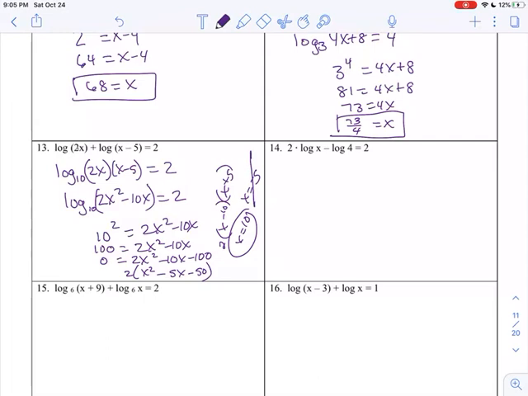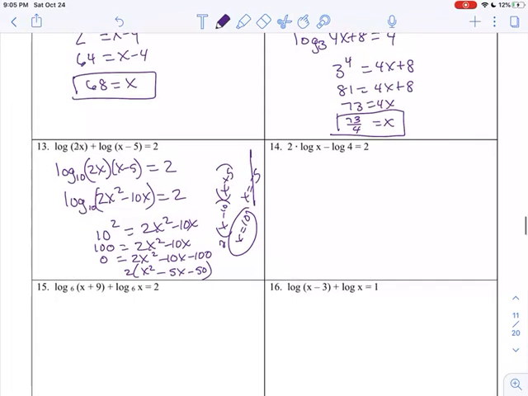Now when I plug in 10, 10's fine. But when I plug in negative 5, 2 times negative 5 is negative 10. You are not allowed to have the log of a negative number, so that's an extraneous solution. It's a solution that's not going to work.